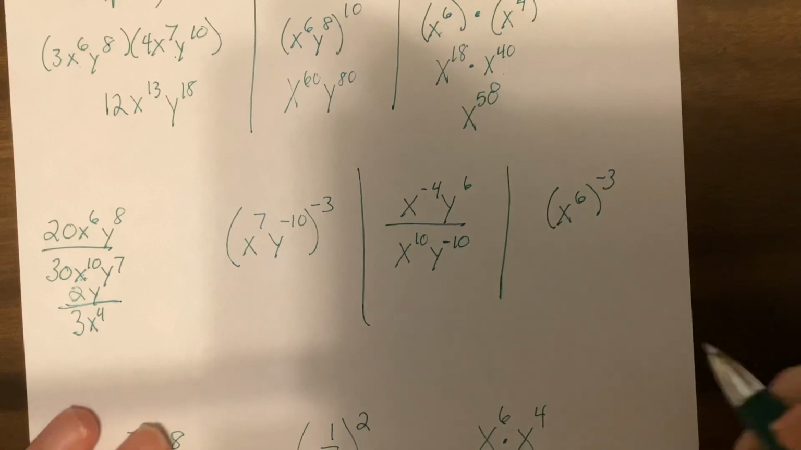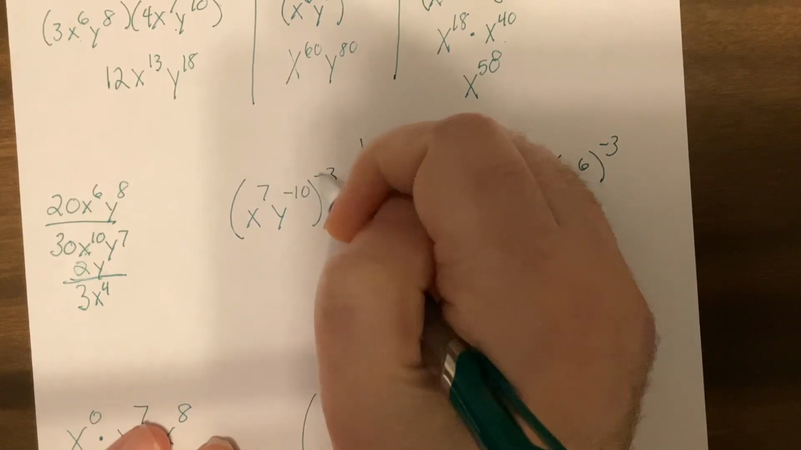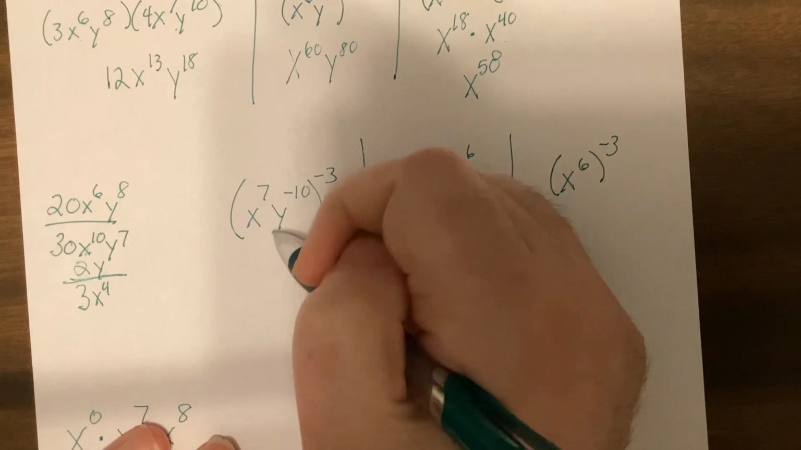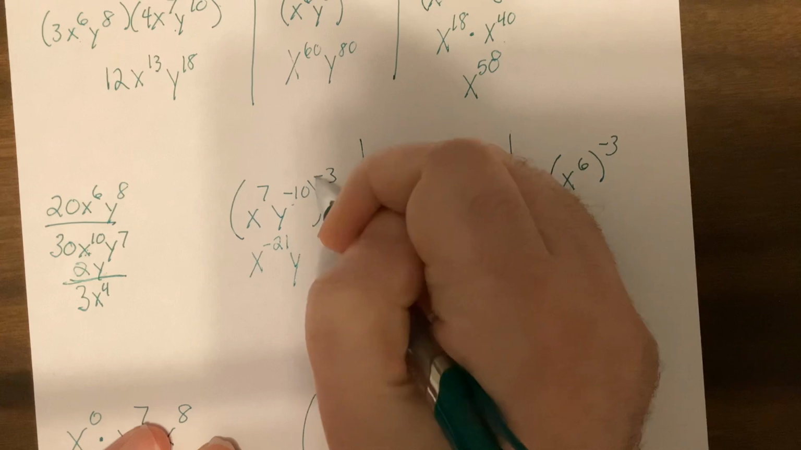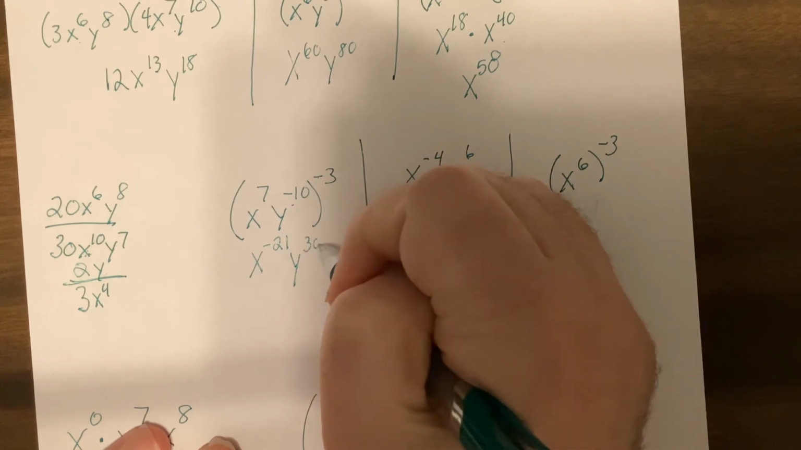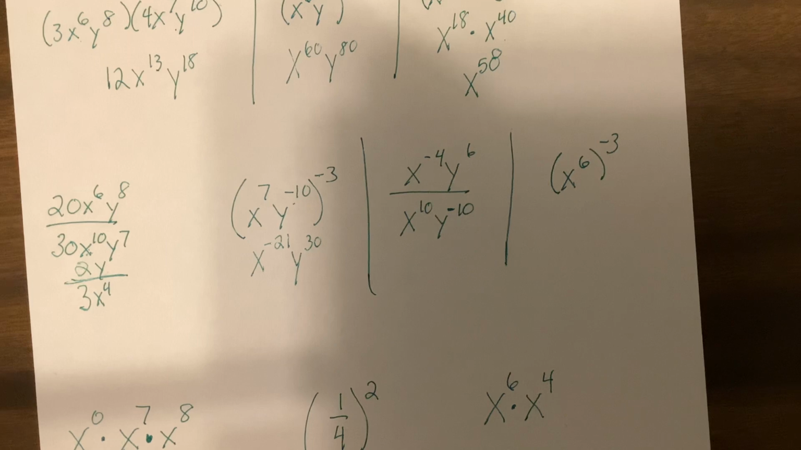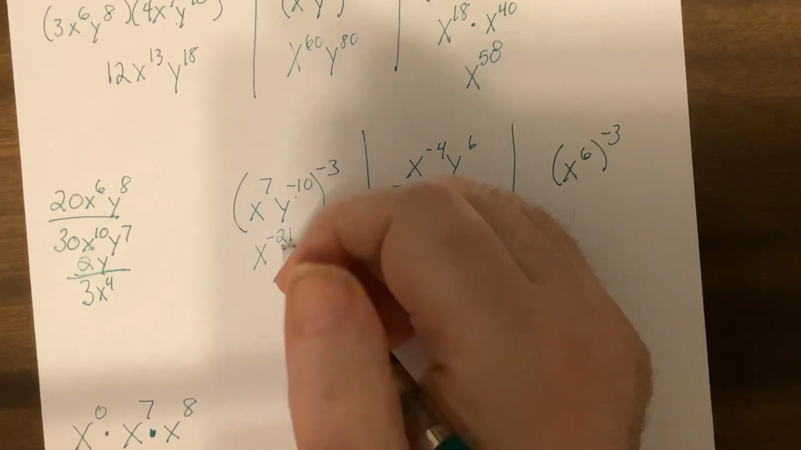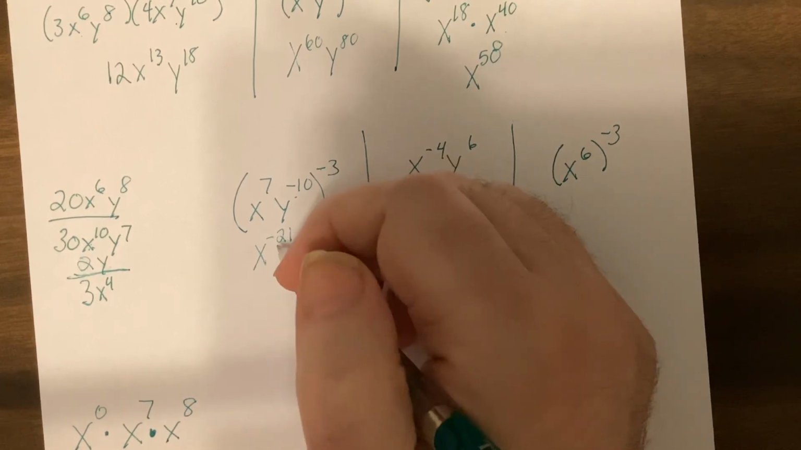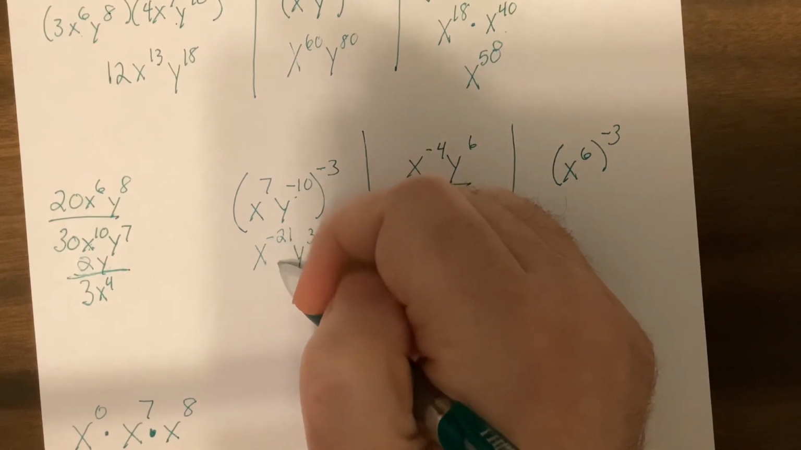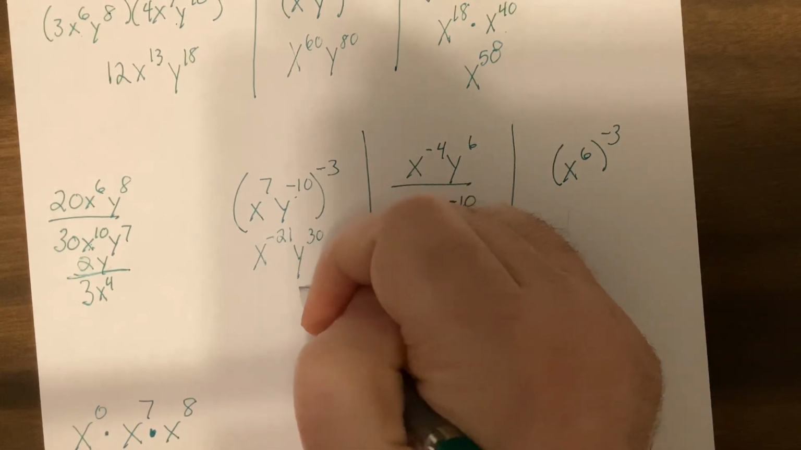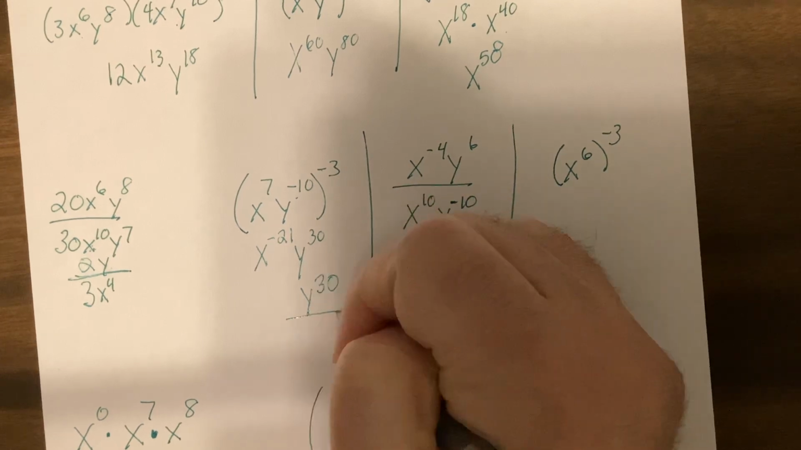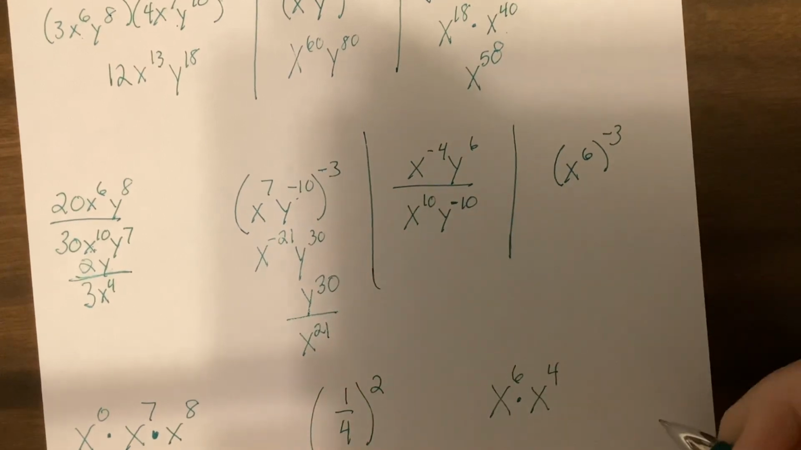Now, when you have a product to a power, you raise both to this power, and when you have a base to a power, you multiply, so it's x to the negative 21, y to the negative 10 times negative 3 is 30. And what do you do when you have a negative power? That's right. You've got to move it, move it. We like to move it, move it. So the negative, this one has to go down. This one stays there because it's positive. So it's y to the 30th over x to the 21.